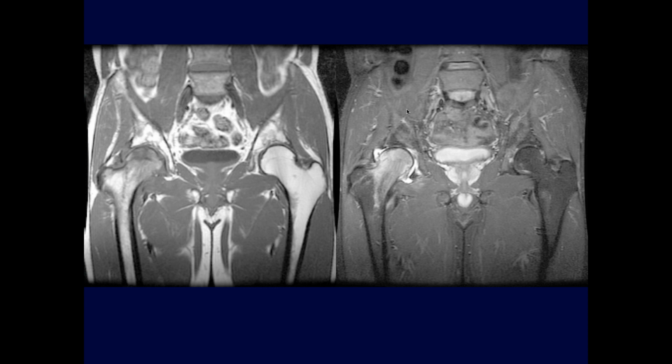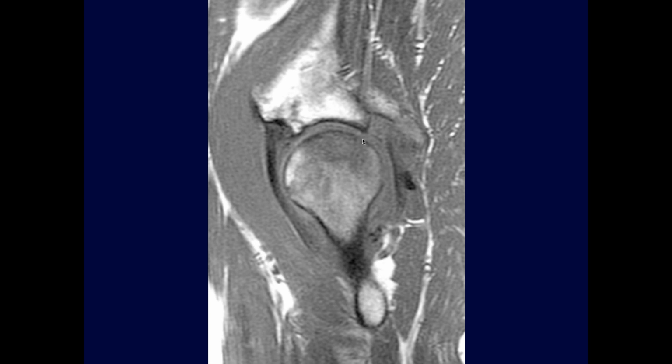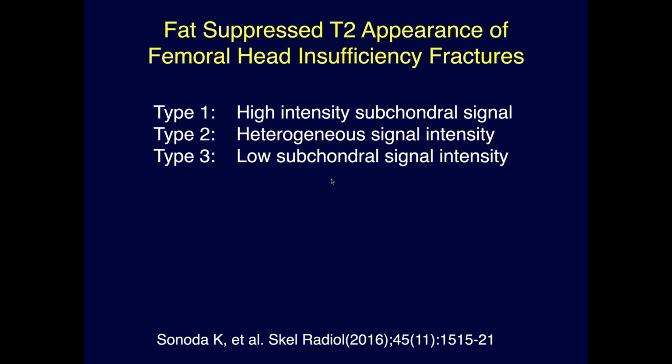Jennifer, what do you think of this case? So on this patient, we can see some linear low T1 signal along the right subcapital region with diffuse surrounding edema and a hip effusion. So this is concerning for a mildly displaced subcapital fracture. Yeah, we can see a little fracture line here, a lot of subchondral bone edema here. Okay.